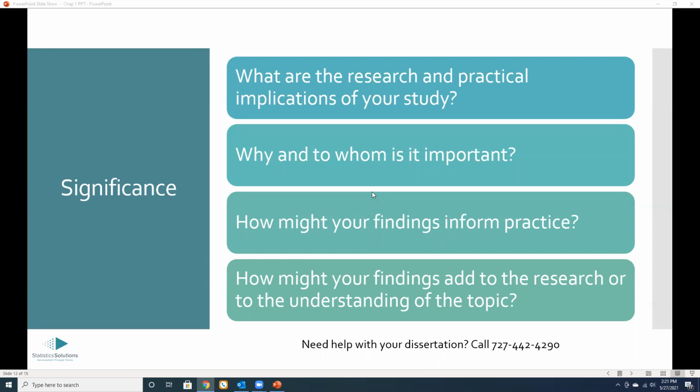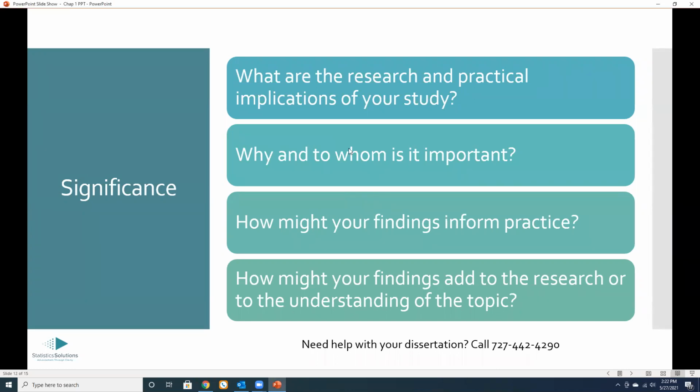Significance, there's usually a section called significance or something like it. Sometimes maybe it's called implications. And usually this has 2 prongs to it. There's the research implications, or the significance to research, and the practical implications, or the significance to practice. So, you're conducting the study for a reason, to get information. Then how can that information be used?